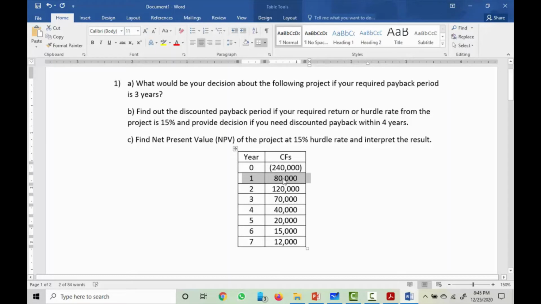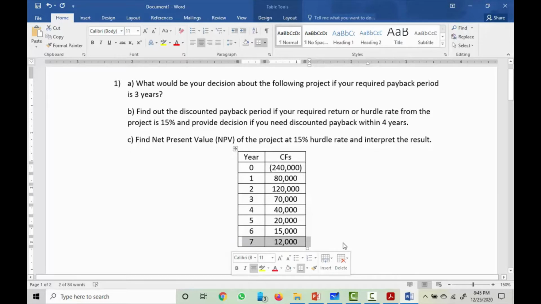At the end of year 1 we may get 80,000 taka net cash flow from the project. Net cash flow means there will be a lot of inflows and a lot of outflows, so we need the net figure here. After year 2 we may get a net cash flow of 120,000 taka. After year 3 we may get a net cash flow of 70,000 taka.